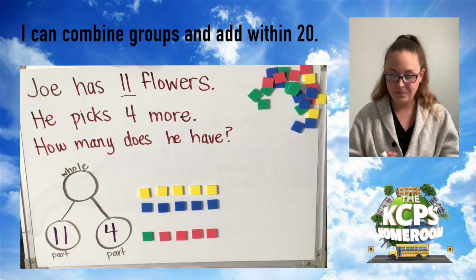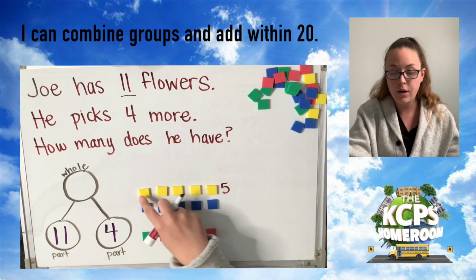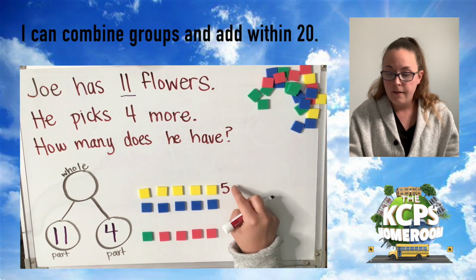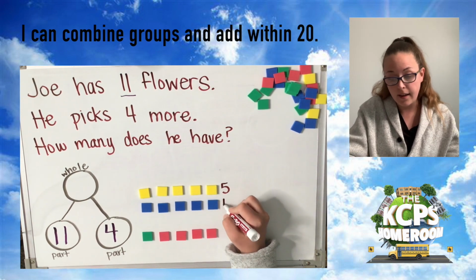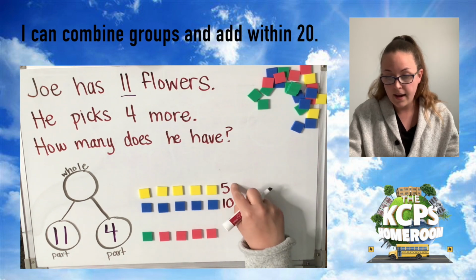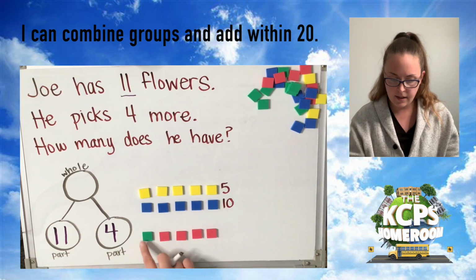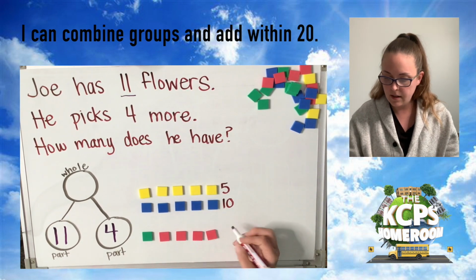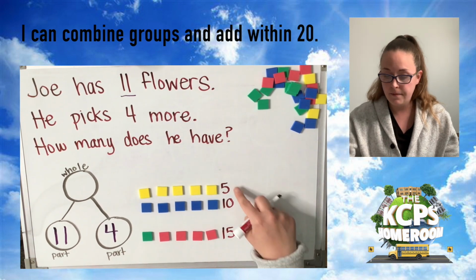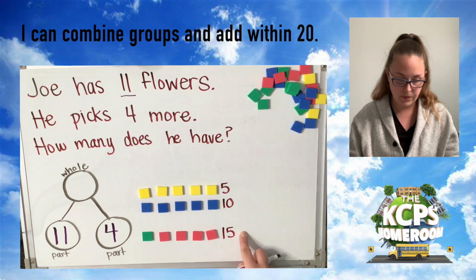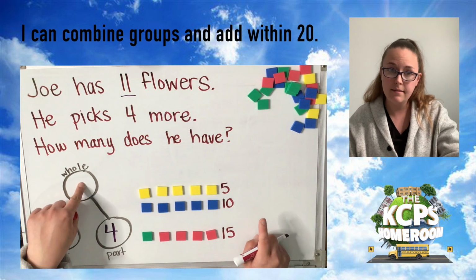Let's practice. So the first number we say is 5, because we know there are 5 in this row. 5, and then what comes after? 5 plus 5 is 10. So there's 5, 10, and then here 10 plus 5 is how many? 10, 11, 12, 13, 14, 15. So 3 rows of 5 makes 15. 5, 10, 15. So does that mean that 11 plus 4 equals 15?